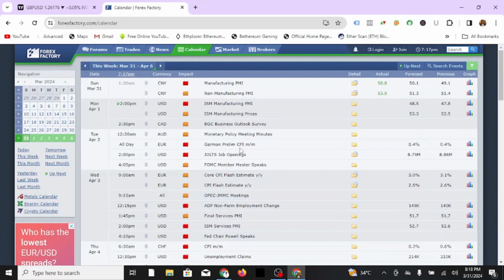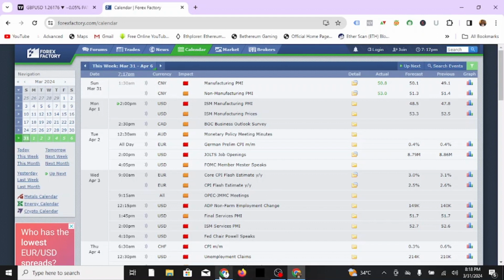So here we have data of countries that are released on their economy. Like here you can see USD, this is ISM manufacturing PMI. So we use important indicators like CPI, like GDP, that is gross domestic product, and other information to make sense of how strong that particular currency of the country is going to be or how weak it is going to be.